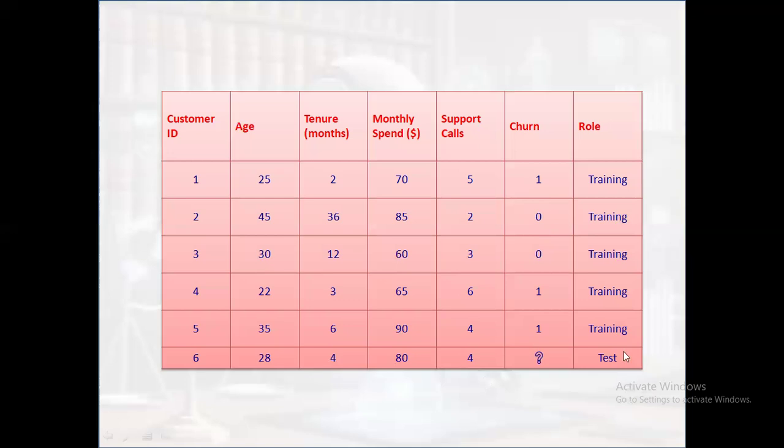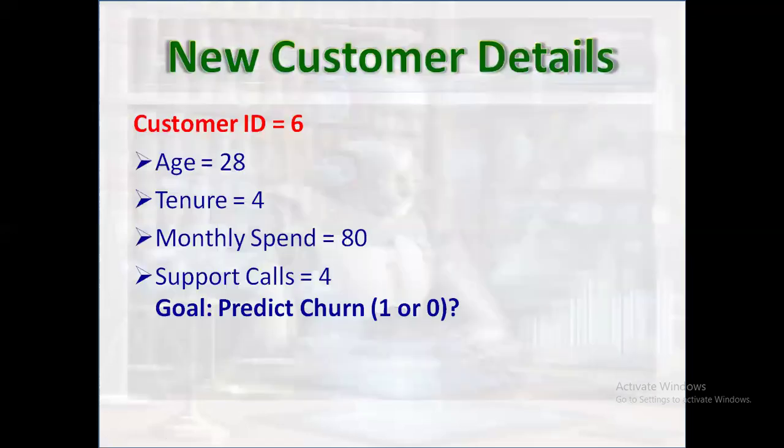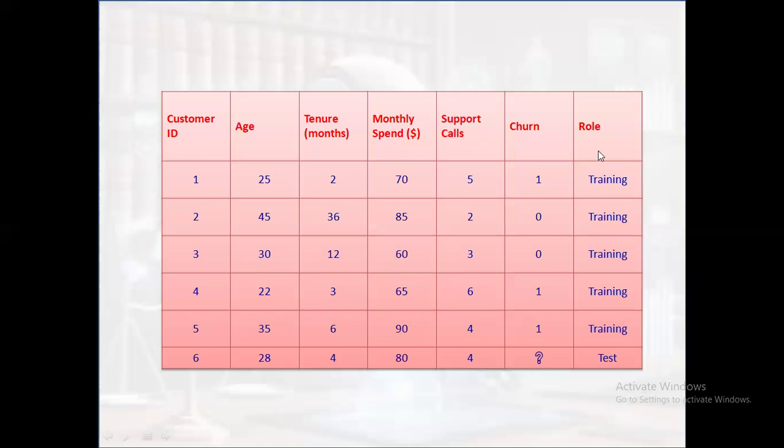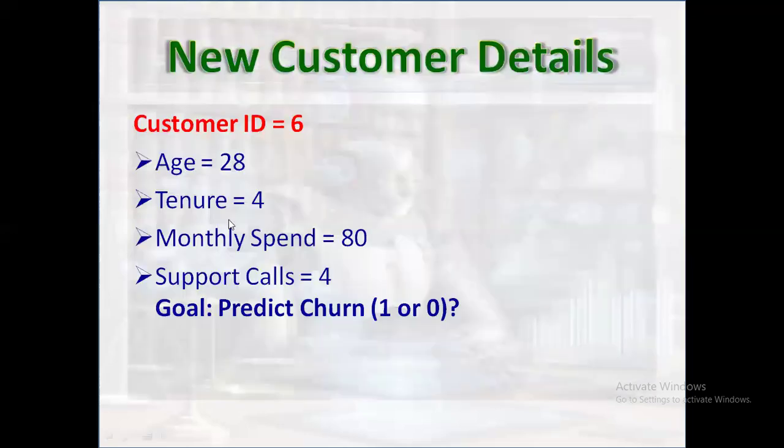For the 6th customer ID, we use the first 5 IDs as the training data. The 6th one is the test data. By making use of this training data, we have to find out whether the customer will churn or not. The new customer details, ID number 6: the age is 28, tenure is 4 months, monthly spend is $80, and support calls are 4. The goal is to predict churn, that is, 1 or not.